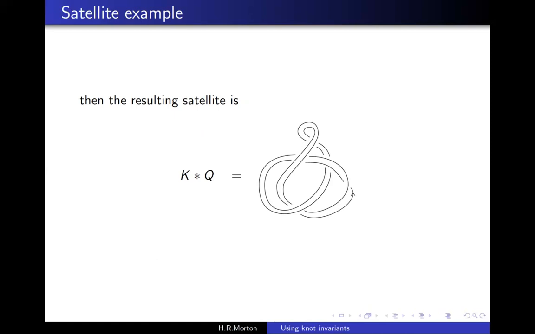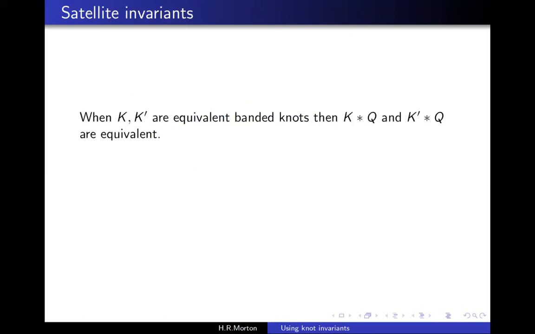Now, geometrically, of course, if you're thinking in 3-manifold terms, the exterior of a satellite has got the exterior of K in and among it in a very intrinsic way. So really, it's quite natural to think of satellites in the same terms as K when you're thinking about K. In particular, when K and K prime are equivalent as banded knots, then decorating them both with Q, you get equivalent knots.